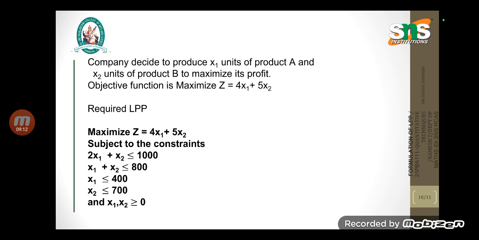Maximize Z equal to 4x1 plus 5x2 subject to the constraints 2x1 plus x2 less than or equal to 1000, x1 plus x2 less than or equal to 800, x1 less than or equal to 400, x2 less than or equal to 700, and both x1 and x2 greater than or equal to 0.